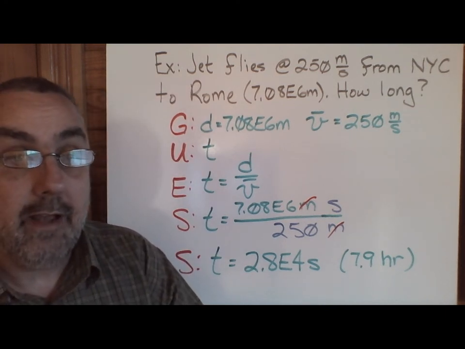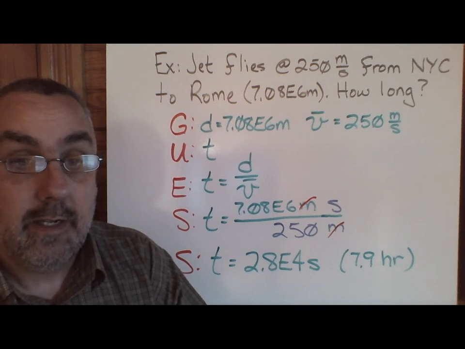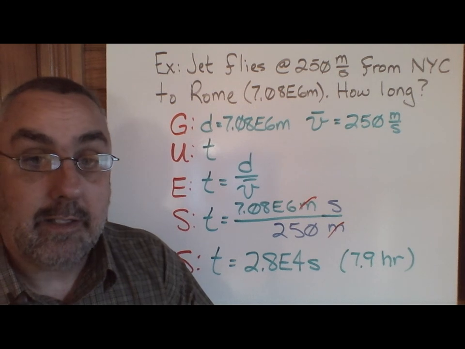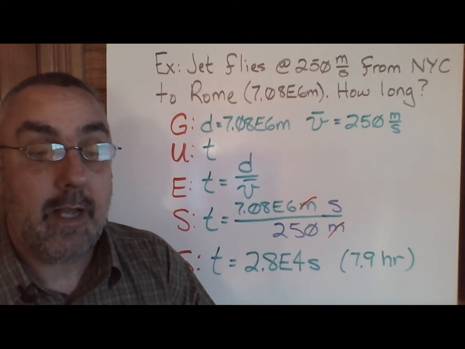In fact, we have 2.8 times 10 to the 4 seconds to two significant digits. If you divide by 3,600 seconds in an hour, it's about a 7.9 or 8 hour flight to Rome. A little bit more of this coming up in class.